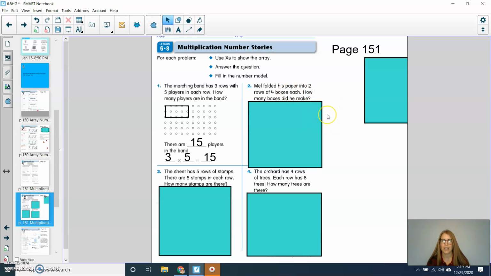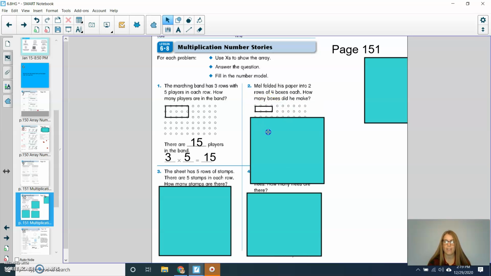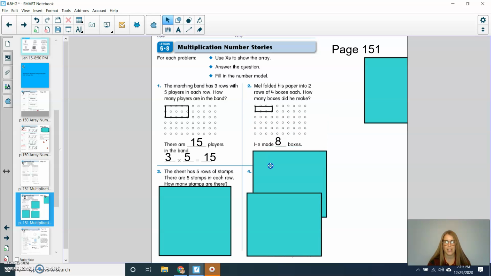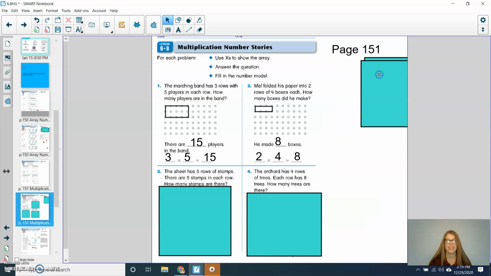All right, let's take a look at question number 2. And if I'm about to reveal an answer before you've solved, press pause as often as needed. So for question 2, Mel folded his paper into 2 rows of 4 boxes each. How many boxes did he make? So making your array, you have it at 2 by 4. And we know that he had 8 boxes because 2 times 4 equals 8.